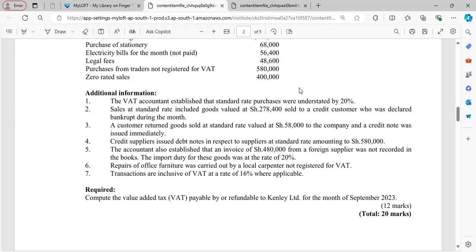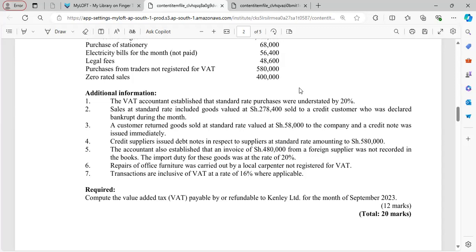zero-rated sales. Additional information: number one, the VAT accountant established that the standard rate purchases were understated by 20%. We need to get the correct figure for the purchases. Now, the sales at standard rate include goods valued at 278,400 sold to a credit customer who was declared bankrupt during the month.